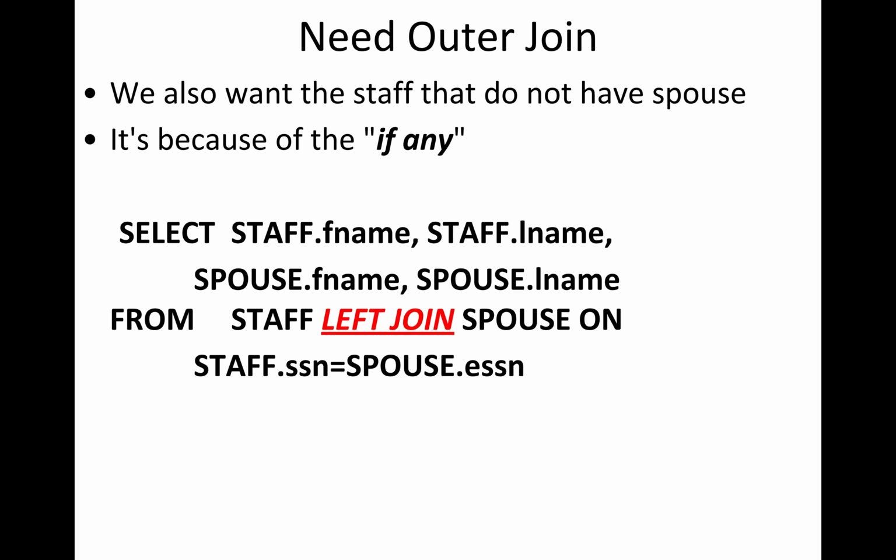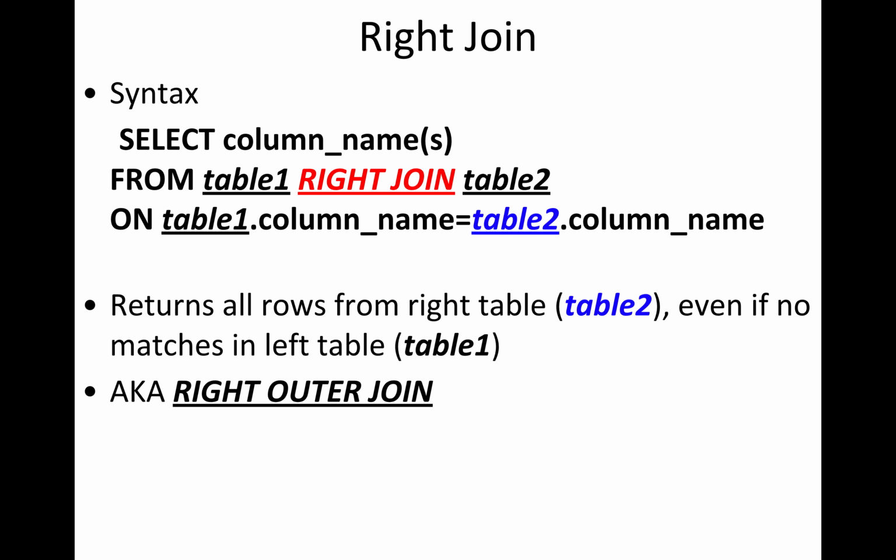But the "if any" gives us the clue that it has to be a left join or a right join. If we turn this around, it would be a right join. So here we have the staff. We also want the staff that are not married. So that's a left join. Make sense? A right join is just reversing the order in which we are operating. We want the records from the right-hand side table, even if they have no matching.